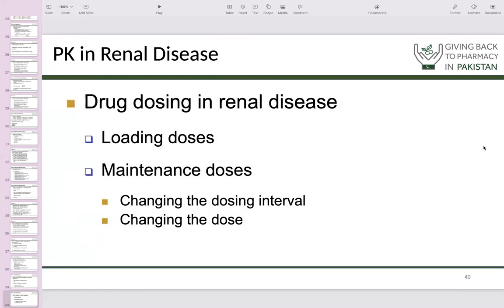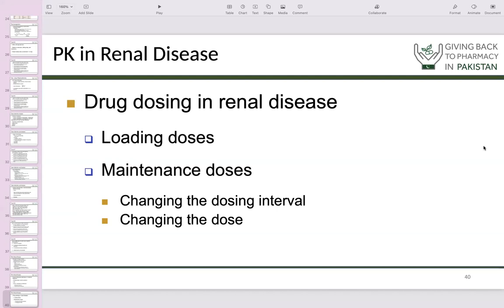Drug dosing in renal disease patients. We get this question many times from physicians. A patient with CKD stage 4 came with infection. I want to give an antibiotic. What dose should I give? Should I give adjusted doses or should I give the full dose first?